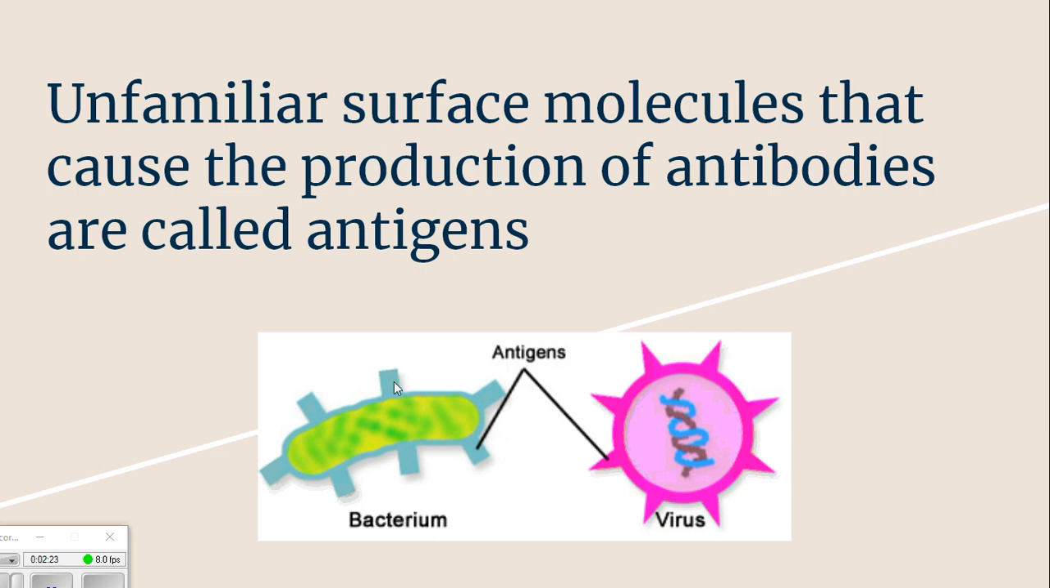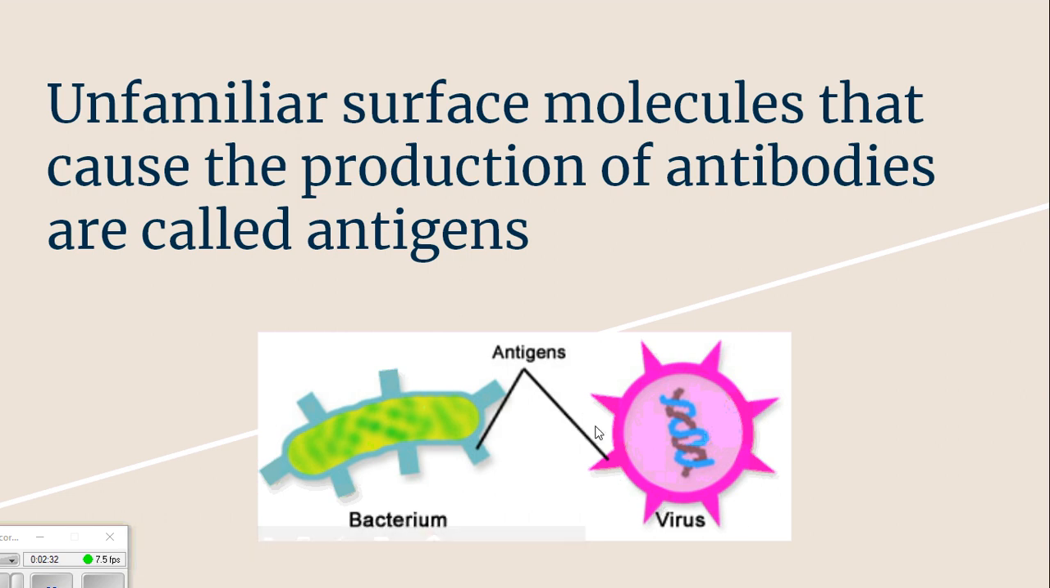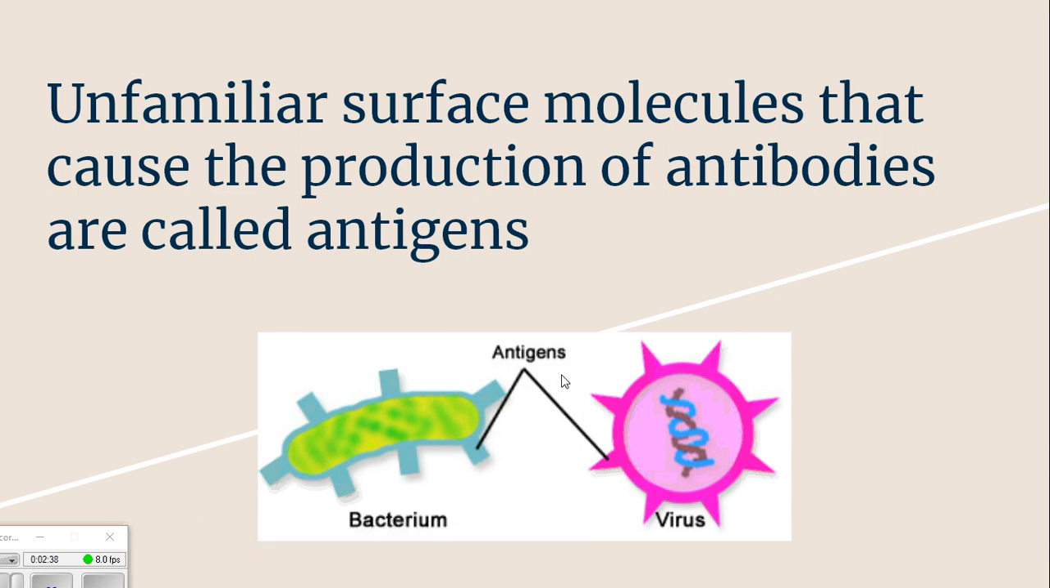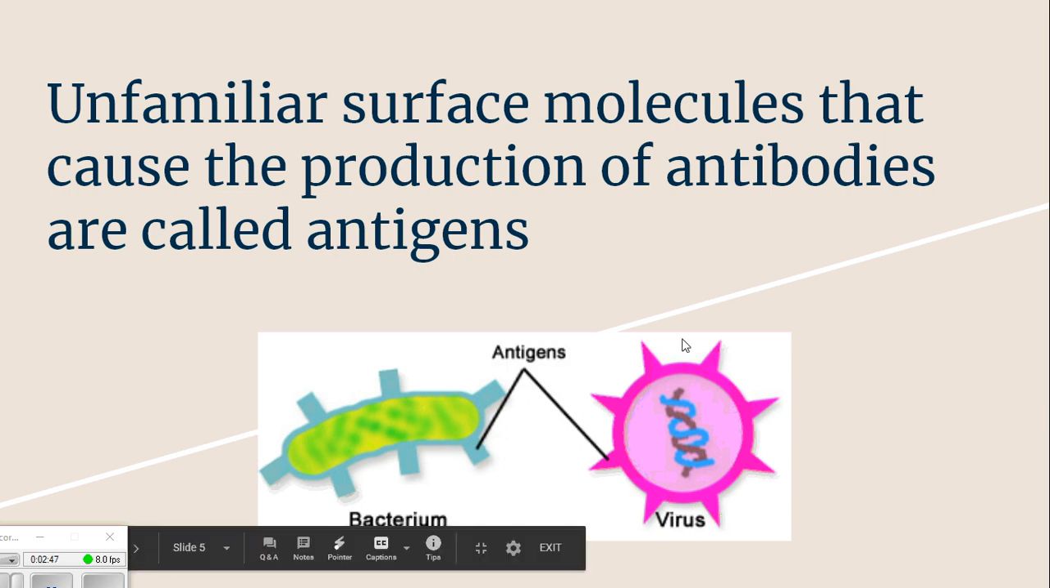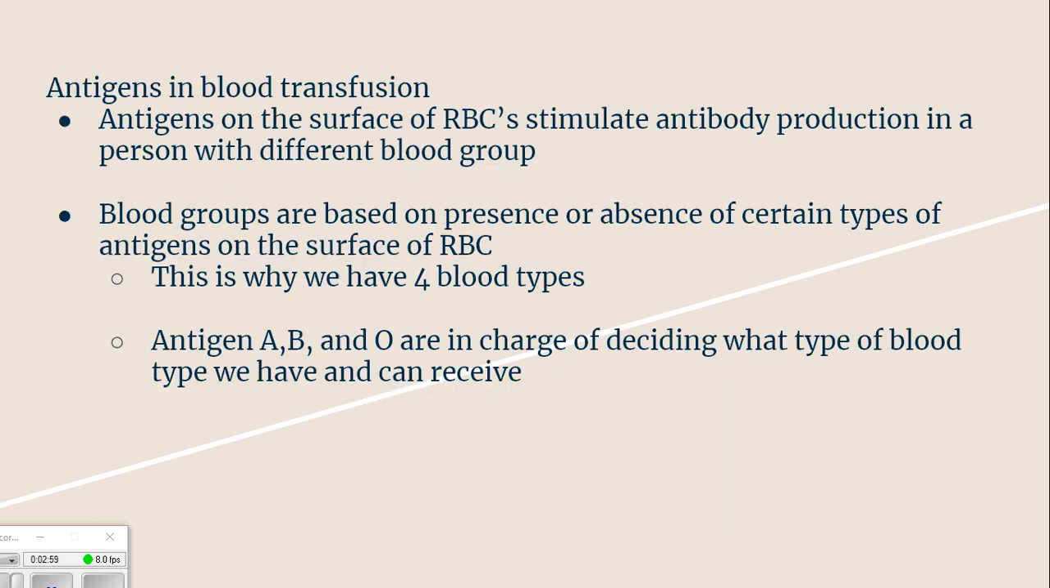Now, antigens can take the form of surface proteins on bacteria, or the surface proteins on the outer coat of a virus. Now, with the novel coronavirus that's out there, one of the surface antigens is referred to as the spike proteins, which helps the virus bind to cell surfaces, but is recognized potentially as an antigen by our immune system. Now, antigens can be anything and anywhere. Anything that's unfamiliar to your immune system can act as an antigen.